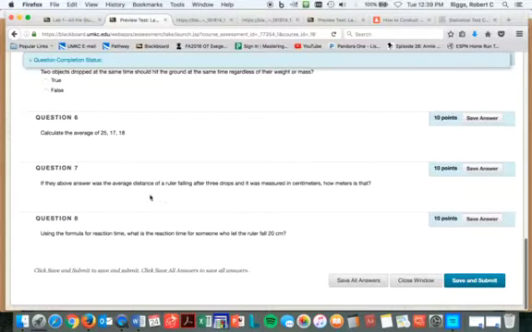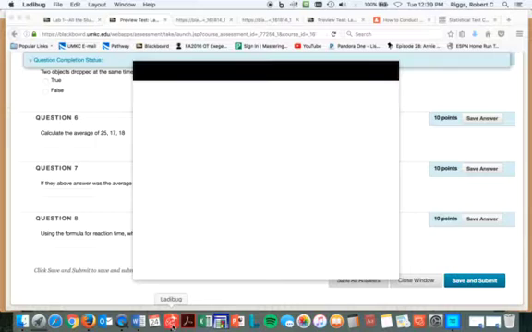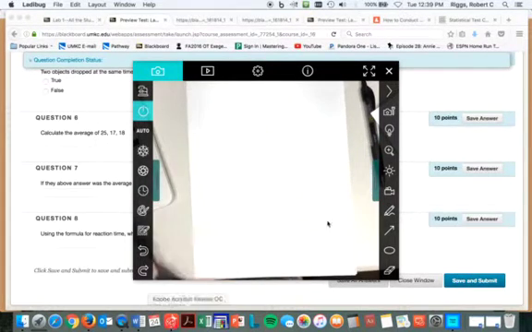All right. If the above answer was the average distance of a ruler falling after 3 drops and it was measured in centimeters, how many meters is that? Convert centimeters to meters. Using the formula for reaction time, what is the reaction time for someone who let a ruler fall 20 centimeters? That's pretty slow. I'm going to show you how to do that for one who fell 15 centimeters. How's that sound? And then your pre-lab is done. Pretty cool. We're actually moving along here.